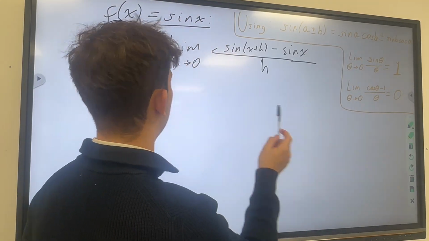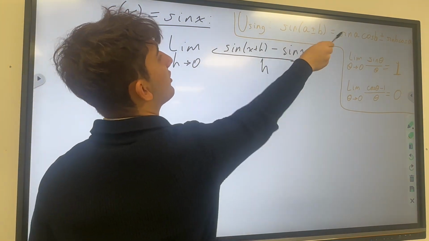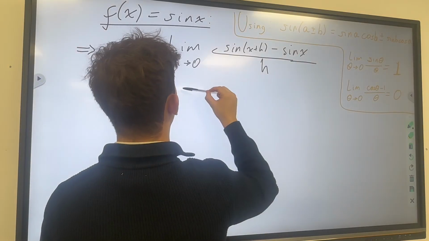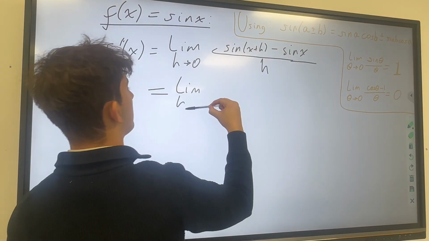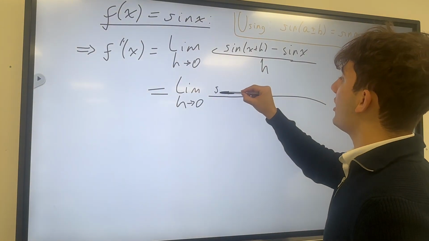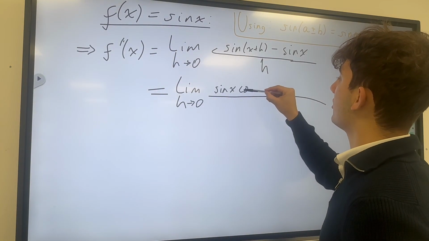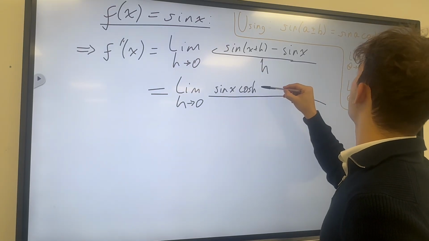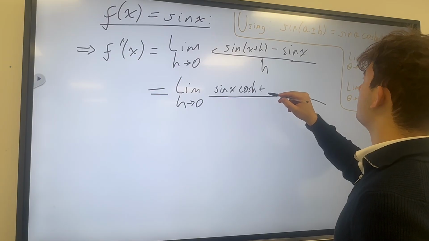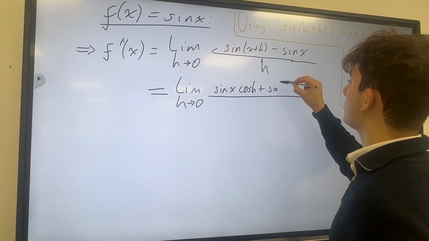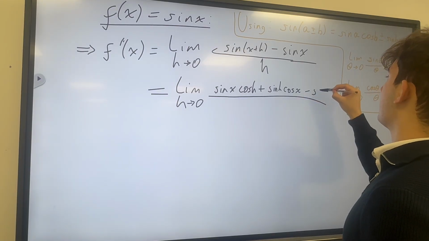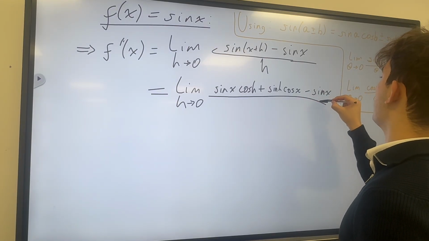So, first of all, we're just going to simplify this down using what we've got up here. X is A, H is B, and so we are going to write the limit as H approaches 0 of sine X cosine H plus, in this case it's plus, sine H cosine X, and then all minus sine X, and then all over H.